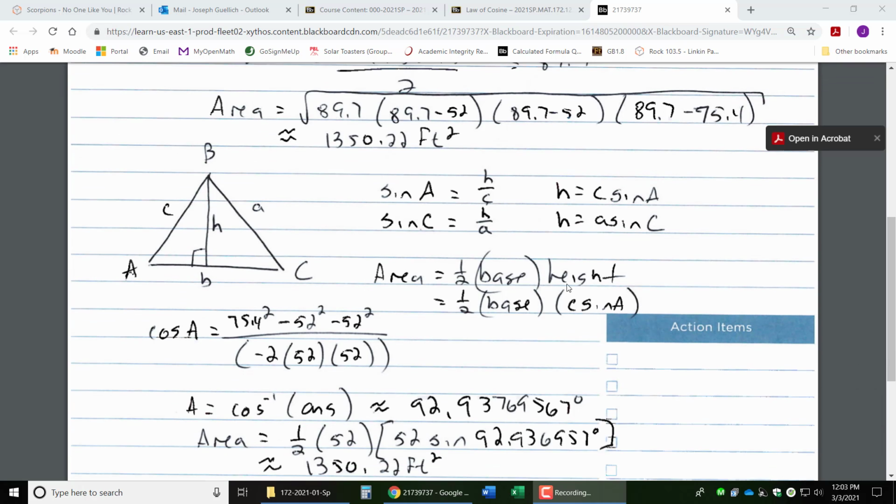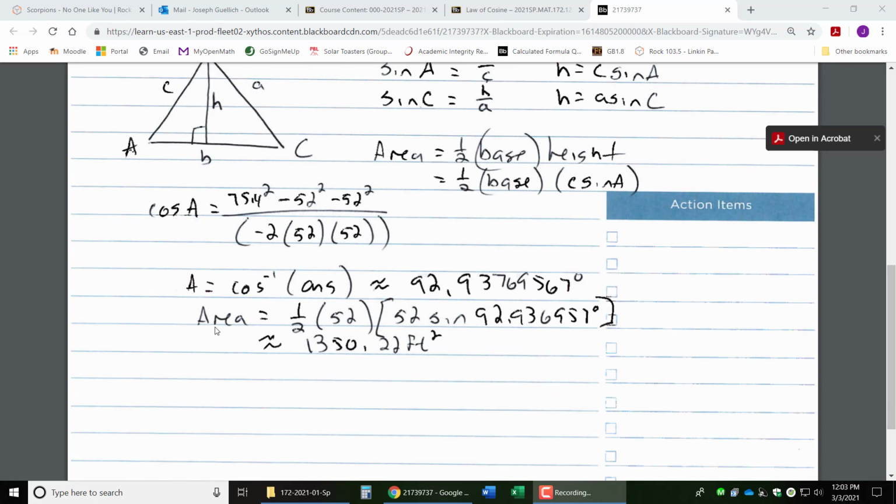Okay, and so we need angle A. I'm going to use sine A. Angle A, all 3 sides comes from the law of cosine. Set it up, type it in the calculator. You've done that before. And then the area.